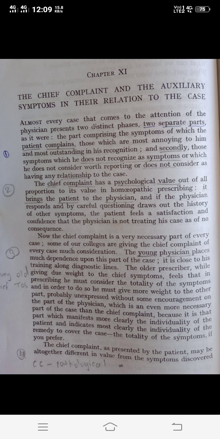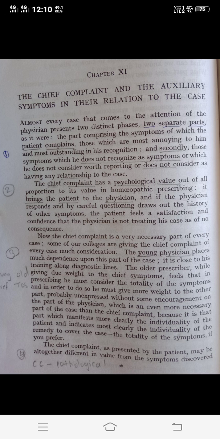You understand, the first phase is the patient coming to us with present complaints, which we call the chief complaint. This is the most annoying part for the patient and the most outstanding in his recognition, so the patient gives importance to his chief complaint. The second part is that the patient does not recognize certain symptoms, does not consider them worth reporting, and does not consider them related to the case, but the physician has more interest in these auxiliary symptoms, as they are important for individualization and for the selection of remedy. So these are the two parts explained in this first paragraph.